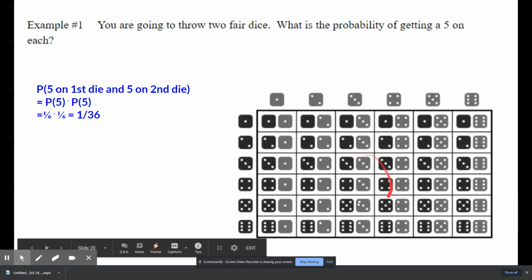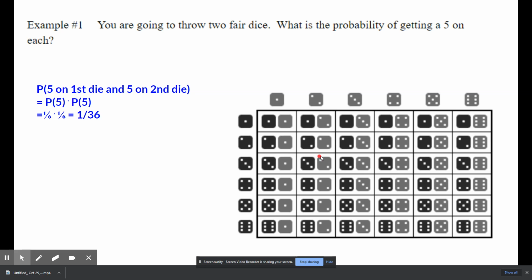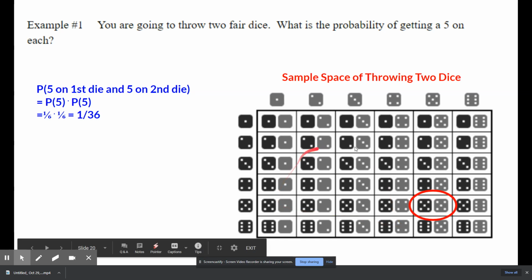Now over here, I actually listed using a table what's considered the sample space. So all of these in here, each pair is a possible thing that could happen, a possible outcome. If you find the two 5s on here, it's only 1 out of the 36. If you count all of these up, it's 36. So 1 out of 36 chance.